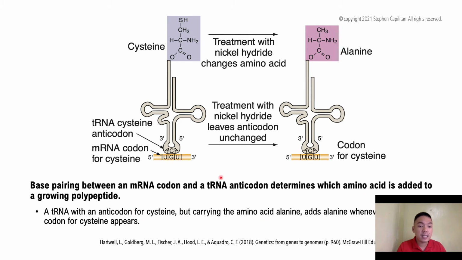So your tRNA for cysteine has the anticodon ACA. Then the opposite for that codon will be UGU. Thus, it carries cysteine on the amino acid attaching end, the 3' end of your tRNA. So they are treated with nickel hydride to change the amino acid. So the cysteine became alanine, however, the anticodons remained unchanged once they were treated with nickel hydride.